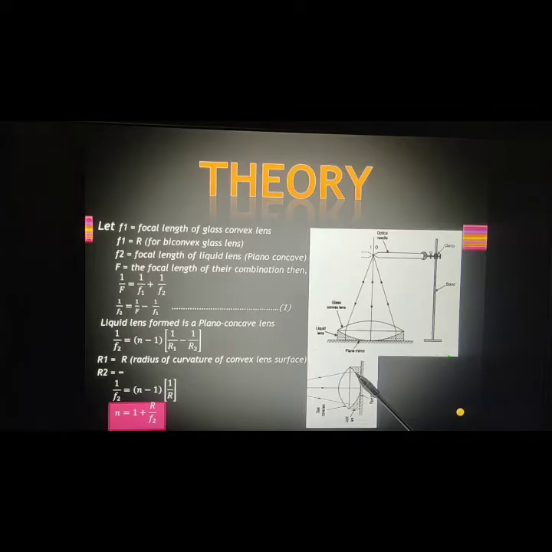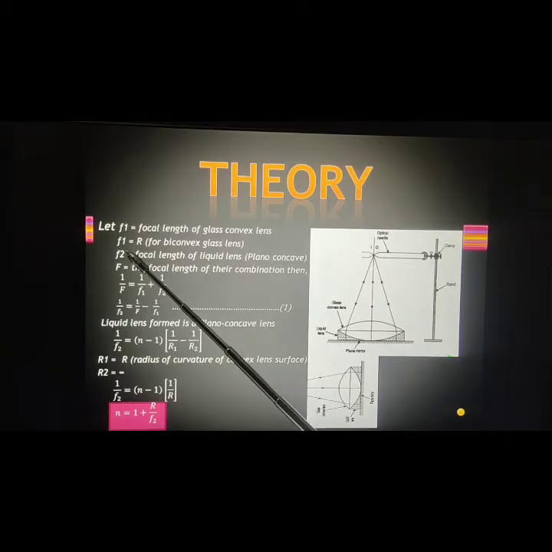So it meets this surface first from the object when light rays are traveling. The radius of curvature of this surface is equal to R1. Note that this R1 is nothing but the radius of curvature of the biconvex glass lens, whose R is equal to its F1.